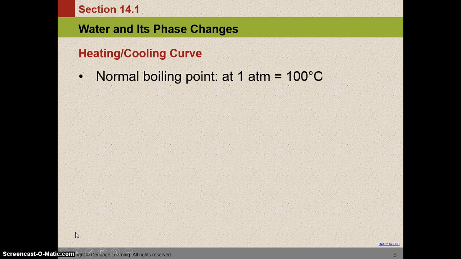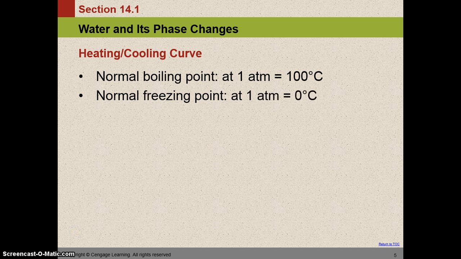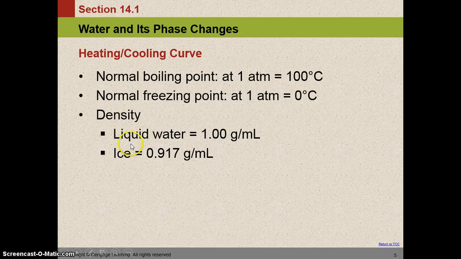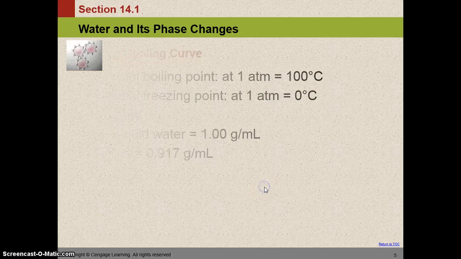We know that the normal boiling point of water at 1 atmosphere is 100 degrees Celsius. Normal freezing point at 1 atmosphere is 0 degrees Celsius. And we know that the density of liquid water is 1 gram per milliliter. Ice has a different density, however. Ice, or solid water, is 0.917 grams per milliliter, so it is actually less than the density of liquid water, which means if we put ice in liquid water, we would expect it to float because its density is lighter, and that is what happens.